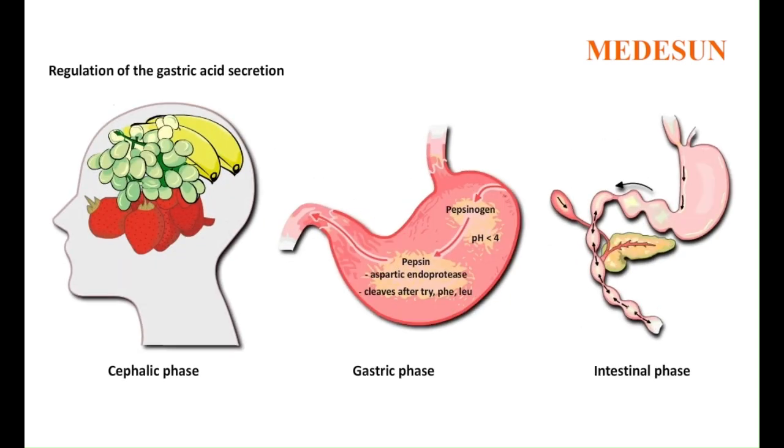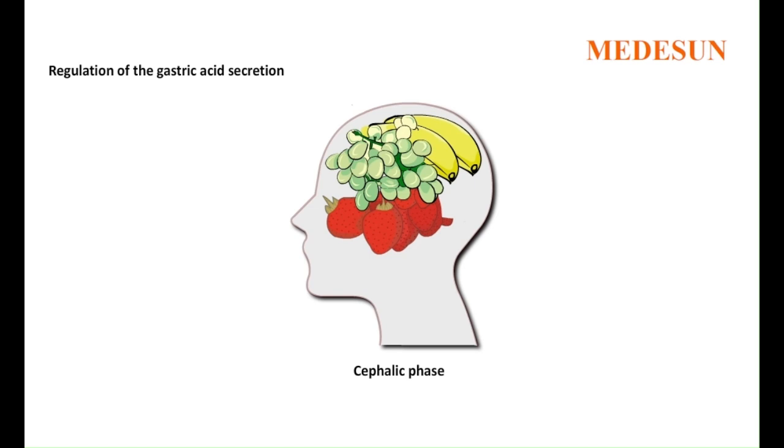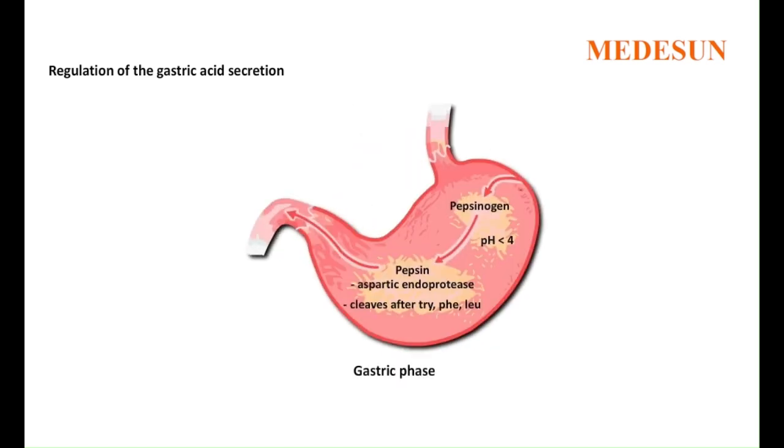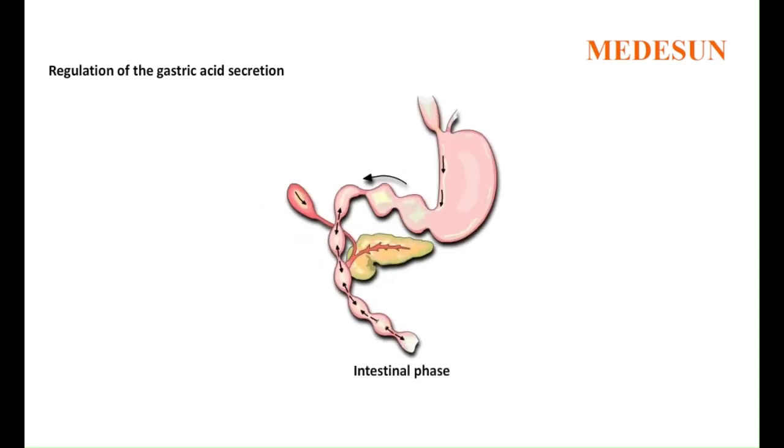Regulation of the gastric acid secretion. There are 3 phases of regulation. Cephalic phase. Thoughts and smell of food begin in this phase. Gastric phase. This is initiated when there is food in the stomach. Intestinal phase. The presence of chyme in the small intestine initiates this phase.